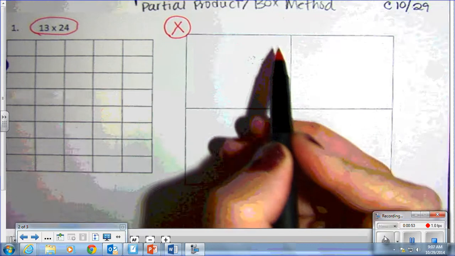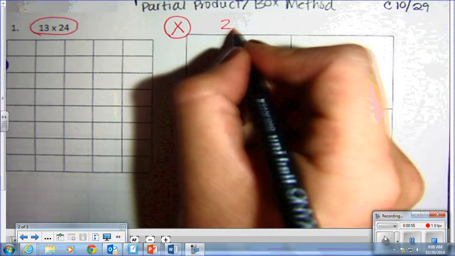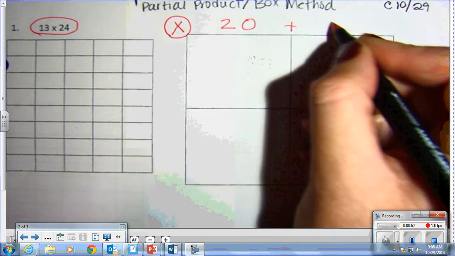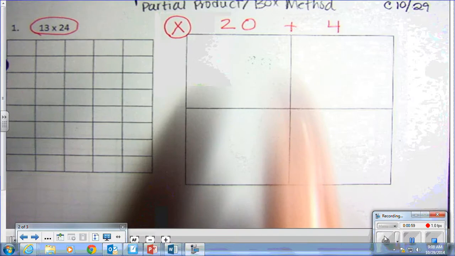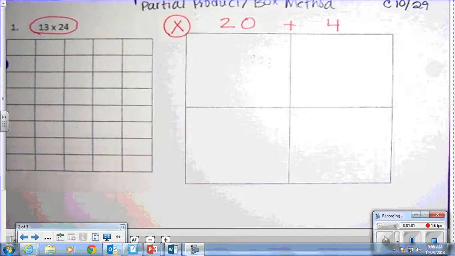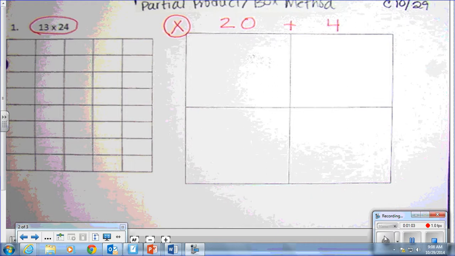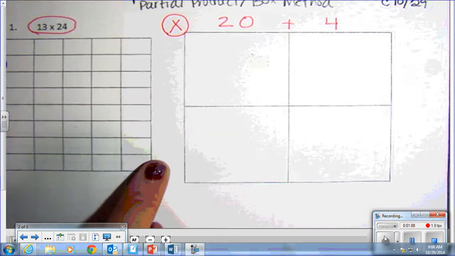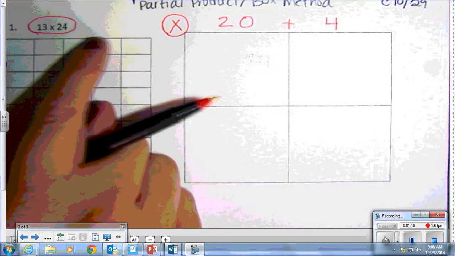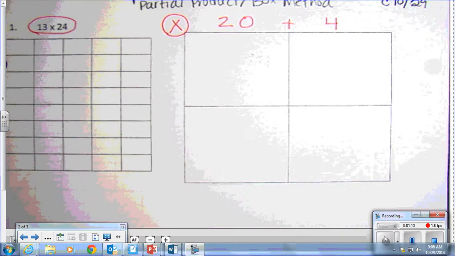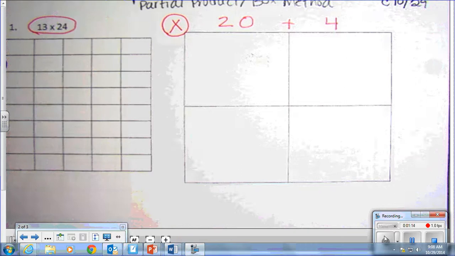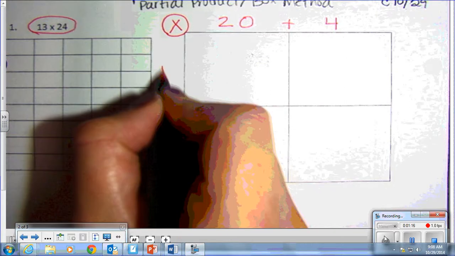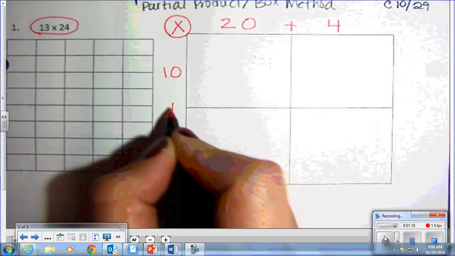What I usually do is I like to take my biggest number and put it on my top box. So I'm going to put 24 into expanded form. So far, we haven't done anything differently. And instead of just having 1 digit on the left, like when we do 2 by 1 and 3 by 1, I now have to put 13 into expanded form. Okay? So I'm going to have to do 10 plus what? 3. Very good.